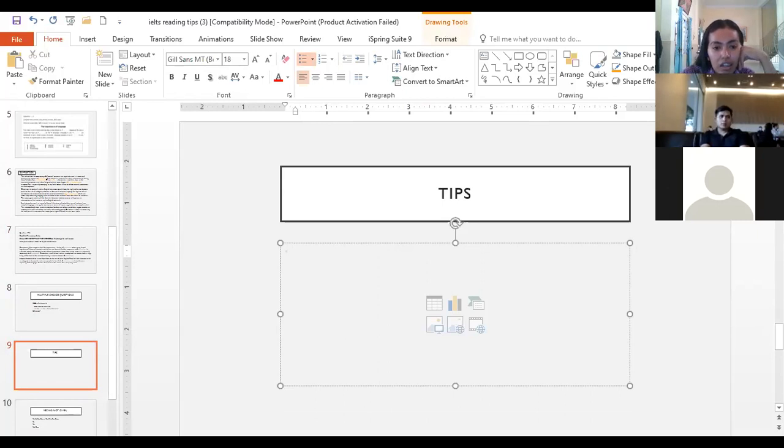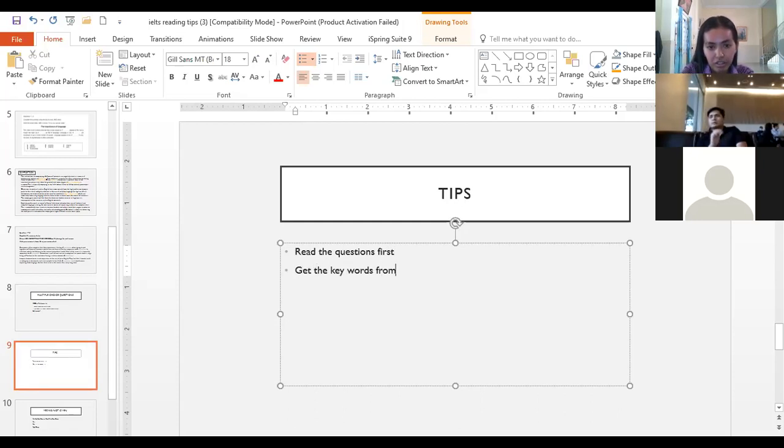Question first. Okay, read the question first. Why? If we read the text, it will take a lot of time. Thank you. So the questions first, and you will need to scan or get the keywords from the question, so you can search for keywords in the text.